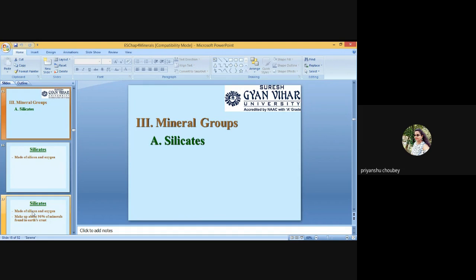Mixed layer minerals and interstratified minerals. In this group, mineral particles contain layers of more than one type of layer stacked together along the third dimension. This stacking may be regular or random, and accordingly these are called regular or random interstratified minerals respectively.